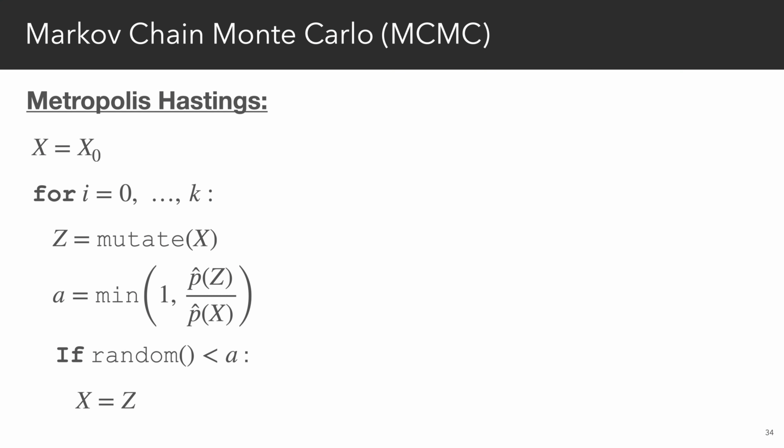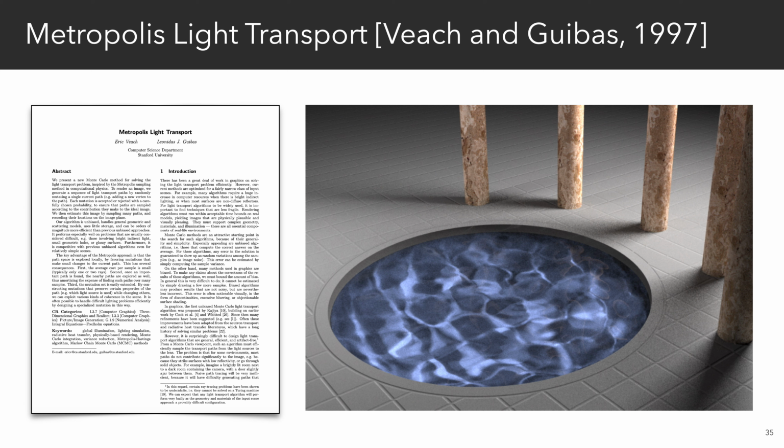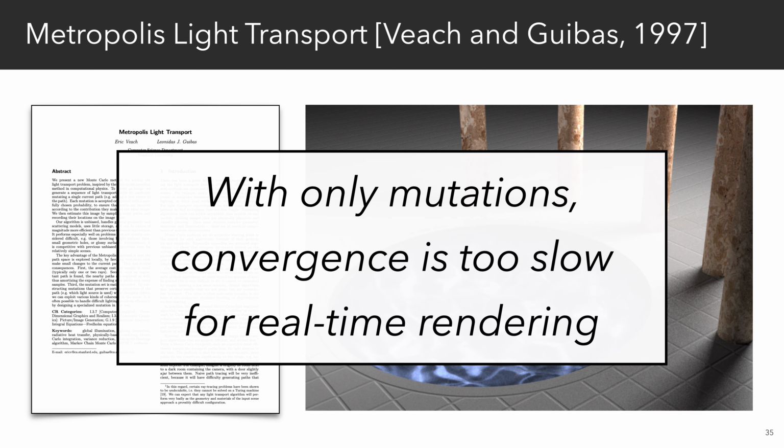So to mitigate these artifacts, we turn to Markov Chain Monte Carlo with the Metropolis Hastings algorithm. Similar to RIS, MCMC redistributes samples in proportion to a target function p hat, but it uses randomized mutations in place of resampling. MCMC has been studied in great depth in rendering in the context of Metropolis light transport. But by itself, it can suffer from slow convergence, especially for real-time rendering.